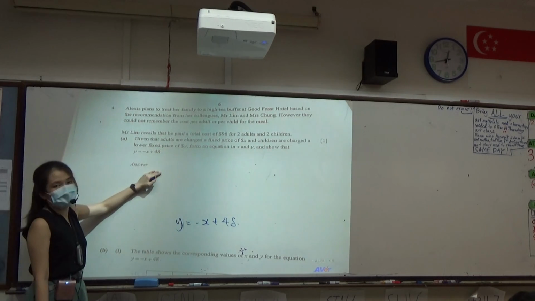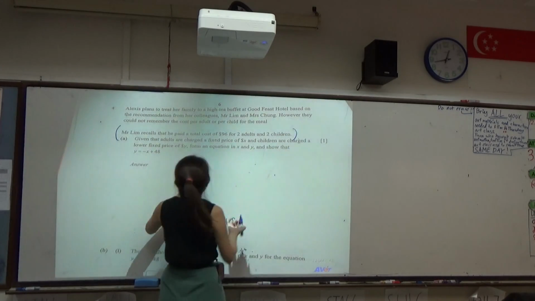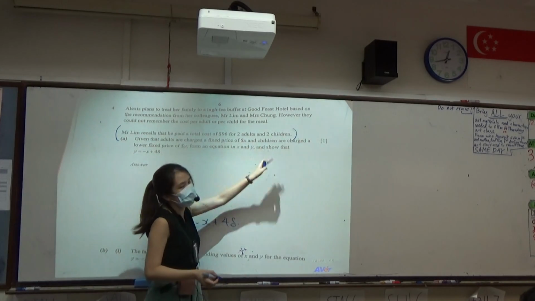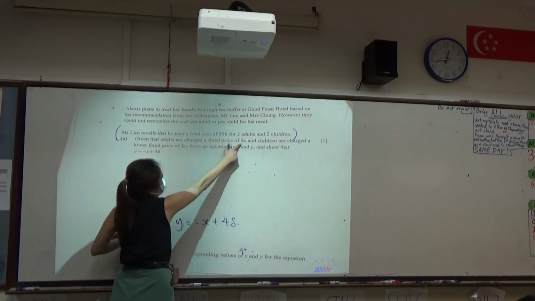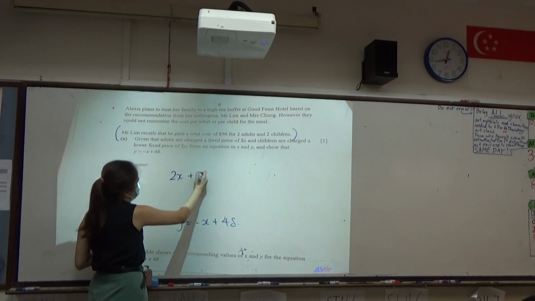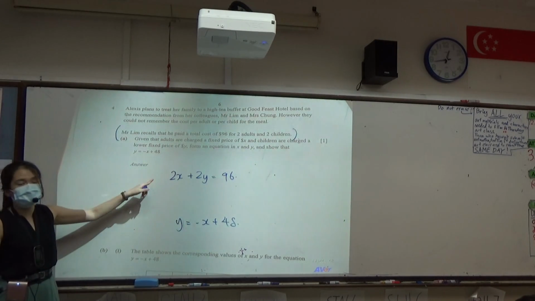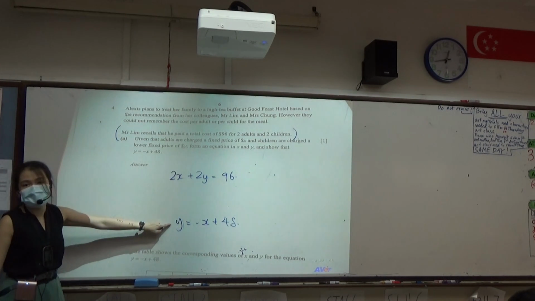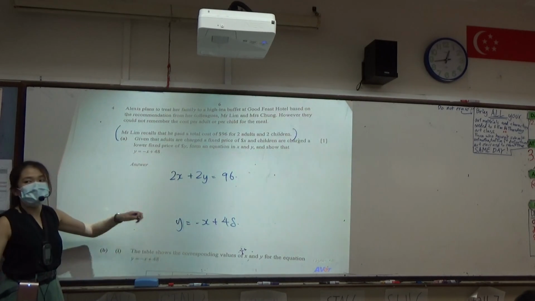That piece of information that will lead you towards this is this statement about Mr. Ling. He said that he paid a total cost of $96 for 2 adults, 2 children. So adults cost is X dollars, and children cost is Y dollars. So we see that 2X plus 2Y will give us 96. That is the equation that will lead you towards this. I need to see the steps that can give you this. You cannot write this, then the next thing this one. No, I need to see the way that it is being changed.